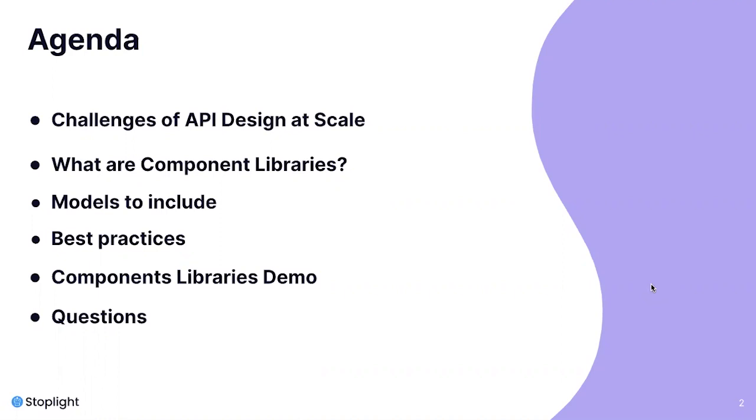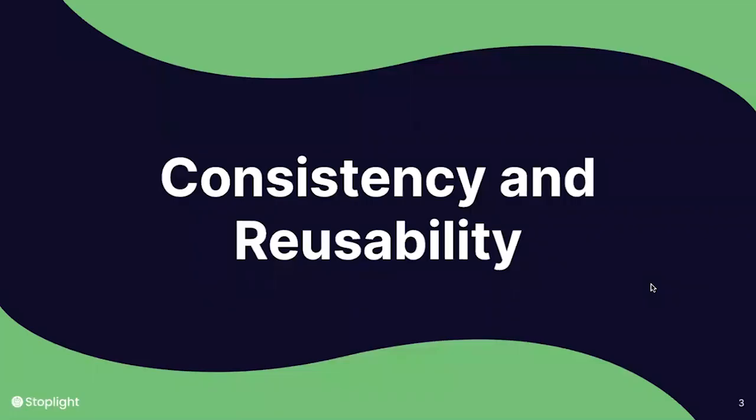And then going forward from that, what kind of models do you include in these component libraries? How do you structure these libraries themselves? Some best practices around that, giving a demo of the feature, and probably not getting any questions today, but hopefully I'll try and address some of those as I walk through the presentation itself.